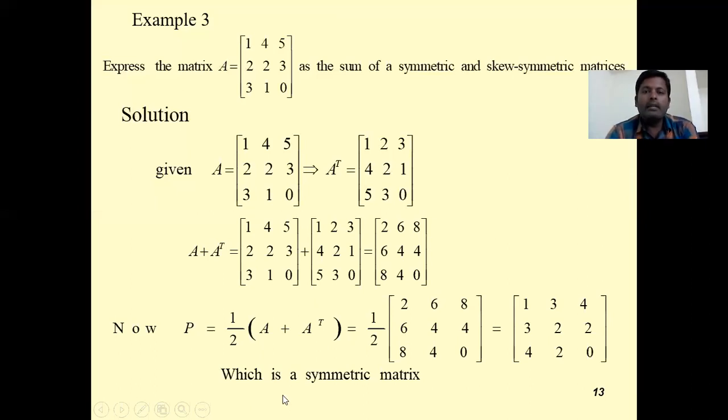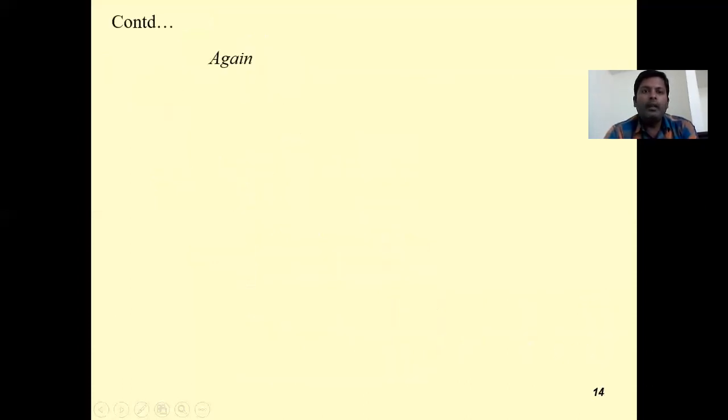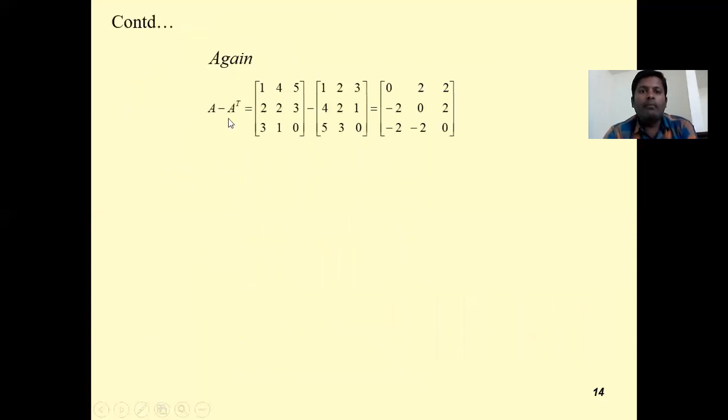Which is a symmetric matrix. You observe here 1, 3, 4, 3, 2, 2, 4, 2, 0. Again, A minus A transpose. We write here, already we know the matrix A and A transpose, so we can just do the subtraction. We get 0, 2, 2, minus 2, 0, 2, minus 2, minus 2, 0. Which is what? It is a skew symmetric matrix.